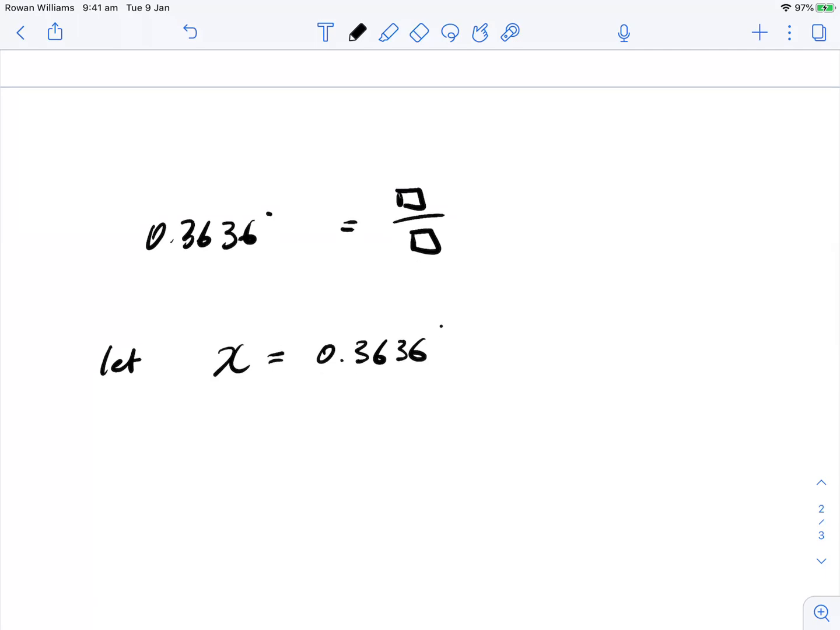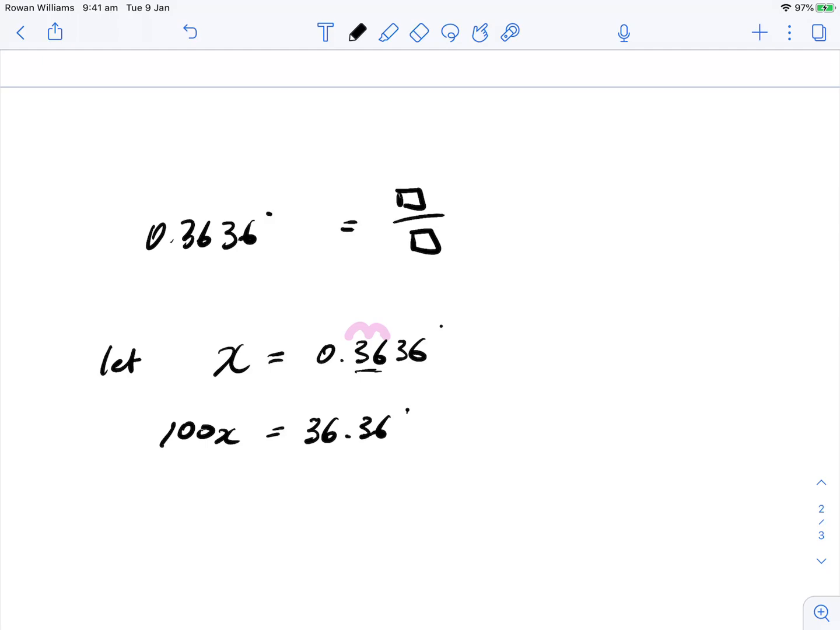Then 10x would be equal to 3.636. That's not quite right, is it? Because I want to end up with a whole number, but if I take 0.36 off this part here, it's not going to work out for me. So anytime you've got two repeating numbers, you don't use 10x. We're going to see what 100x does for us. Now if I times 0.36 on and on by 100, that shifts my decimal place 2 places, and I'll end up with 36.36 on and on and on. Starting to look a bit better.